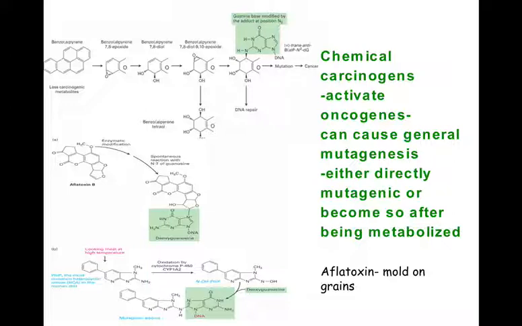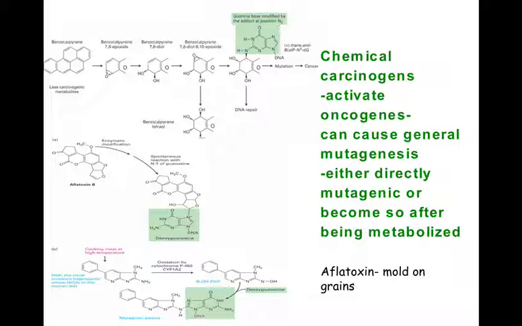Okay, how do carcinogens, chemicals that cause cancer, how do they cause cancer? They can directly mutagenize the DNA. They can attack your DNA and change the chemical composition of your DNA, and therefore make it difficult or impossible for that DNA to be replicated.